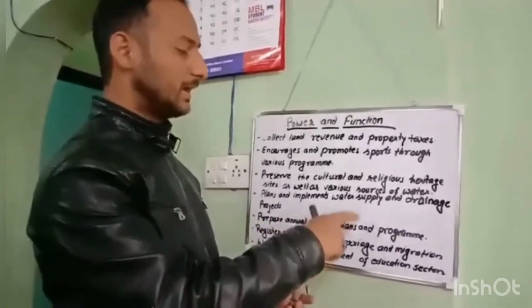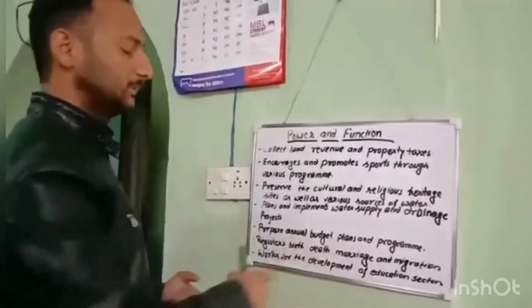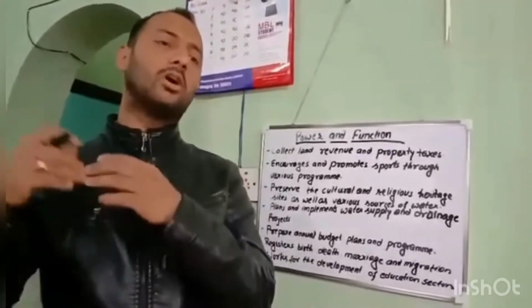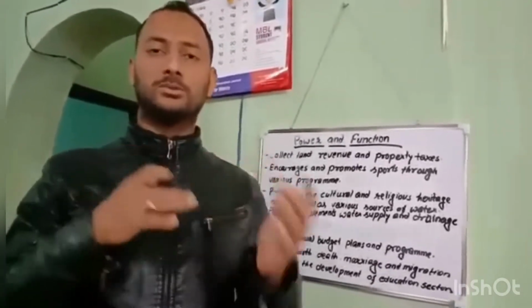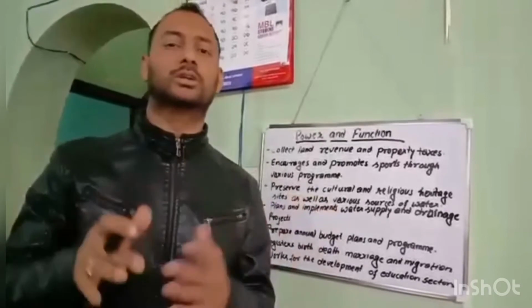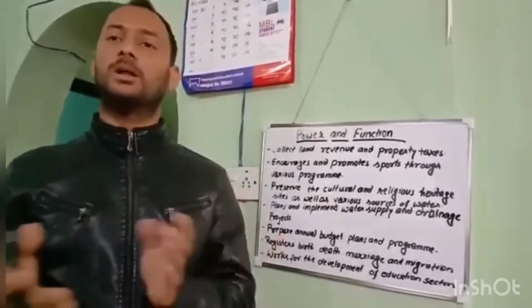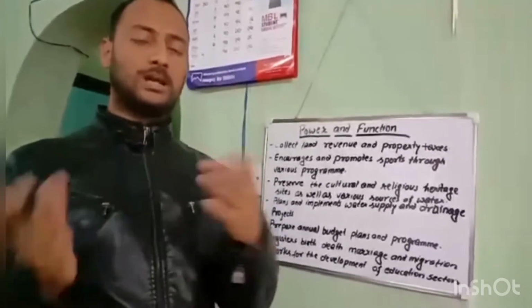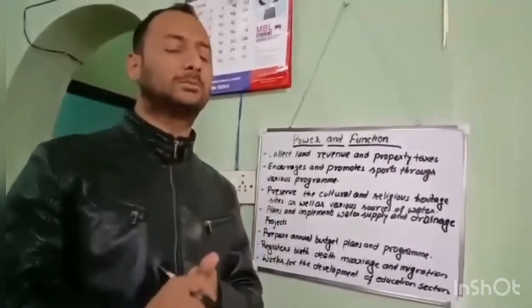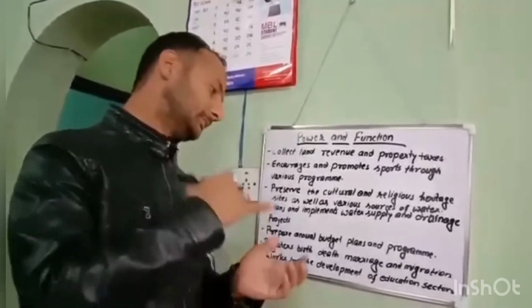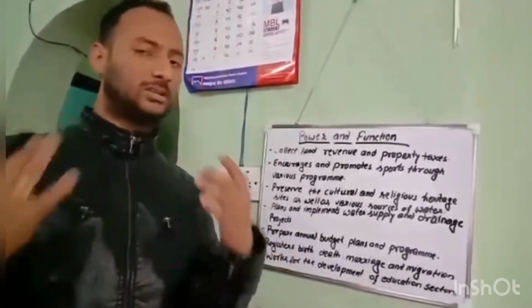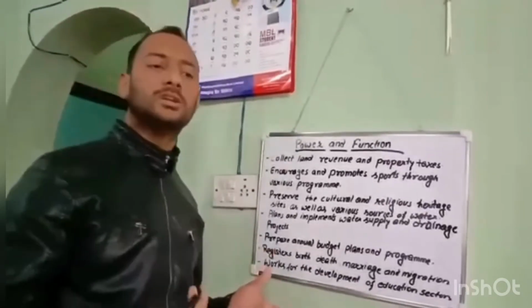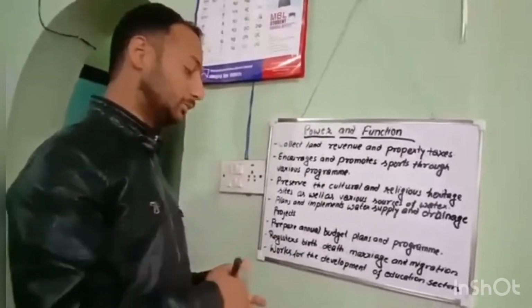Prepare annual budget plan and program. Under this topic, there are various programs which can be run by the municipality throughout the year. Many kinds of natural disasters can occur in the country. To solve and minimize that problem, the municipality makes the annual budget. Not only that, it is also to minimize natural disaster and to run the office regularly and smoothly.